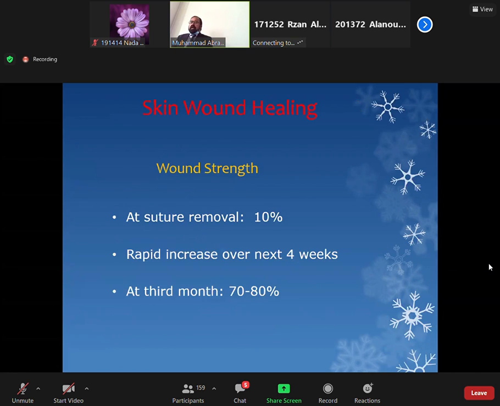Finally, regarding skin wound healing strength, if you remove the suture in the first week, the skin wound has only 10% of its strength. That's why we ask the patient not to pull on it and to move slowly. When we were students working in the ward, as you people, inshallah, will after third year, after an operation they usually kept the patient straight in bed, not allowed to get up. They even had to pass urine and feces on the bed, right?